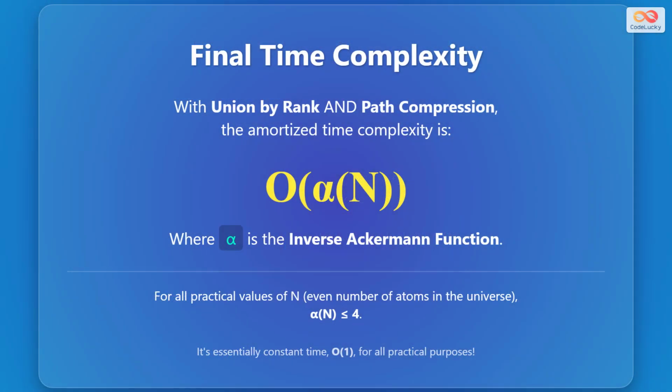When we combine union by rank and path compression, the time complexity becomes nearly constant. It is denoted as O of alpha of n, where alpha is the inverse Ackermann function. This function grows extremely slowly. For all practical input sizes in the universe, the value of alpha is less than or equal to 4. For all intents and purposes, union find operations take constant time.